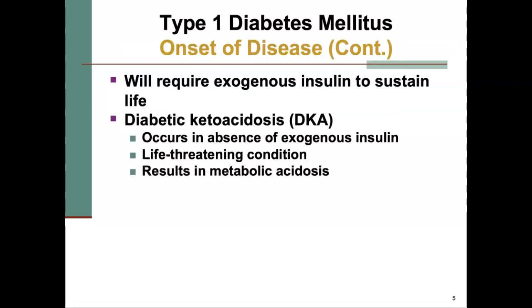The individual with type 1 diabetes mellitus requires a supply of insulin from an outside source, so an exogenous insulin, such as an injection, in order to sustain life. Without insulin, the patient will develop diabetic ketoacidosis, which is a life-threatening condition resulting in metabolic acidosis, and if untreated, could be fatal. Now, before we speak more about DKA, I want to speak to type 2 diabetes.